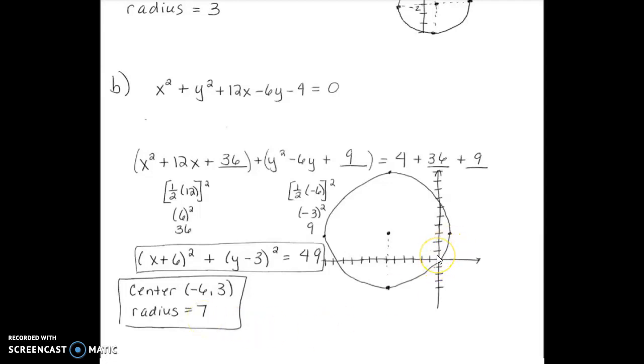And then like before, we can plot our center, go left 6 and up 3, plot that point, and then move 7 to the right, go 7 up, 7 left, and 7 down, and then be able to sketch the graph.